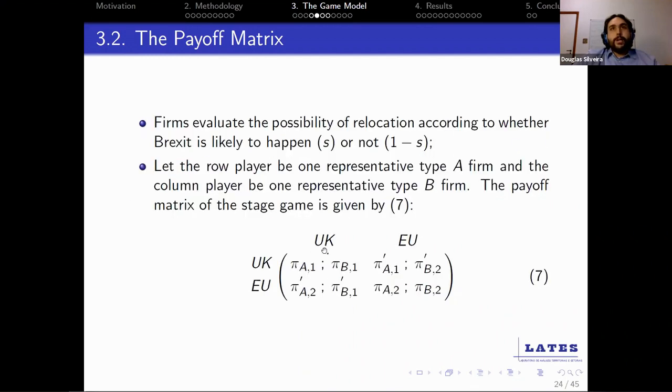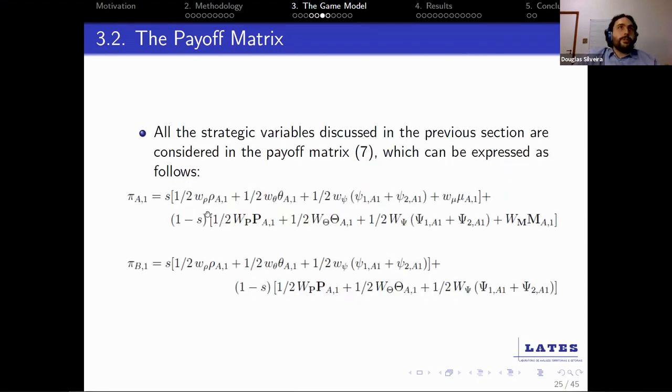Just to give you a better intuition about this, let's suppose that we are evaluating these strategies where both firms are deciding to locate in the UK. One firm will get the payoff Pi A1, and the other firm will get the payoff Pi B1. So here's how we are computing these payoffs.